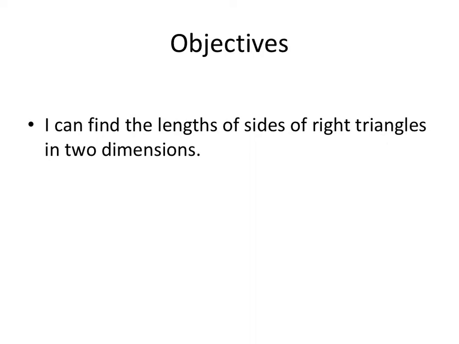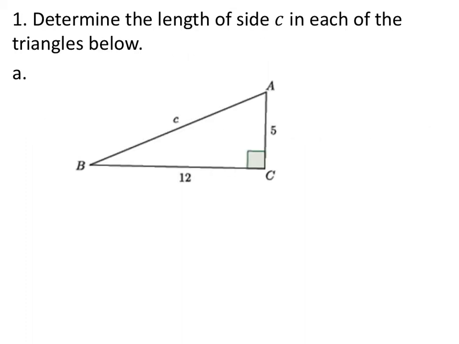Here's the objective for lesson 13. I can find the lengths of sides of right triangles in 2 dimensions. Take a moment and write that down. Determine the length of side C in each of the triangles below. So this is 1A. Before we start on this one though, are we solving for a hypotenuse or a leg on this one? This one's the hypotenuse. Take a minute and solve this one with your neighbor.